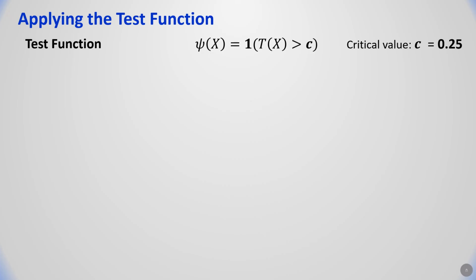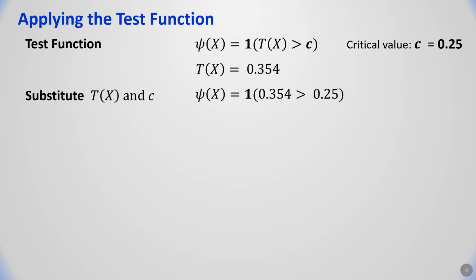Now let's apply the test function to our example. We begin with the test function, written as psi of x equals the indicator function of t of x greater than c. To illustrate how the test function works, we'll use a critical value of c equals 0.25. We also calculated the test statistic to be t of x equals 0.354. This value summarizes the evidence contained in our sample. Now we substitute the values of t of x and c into the test function. This gives us psi of x equals the indicator function of 0.354 greater than 0.25.